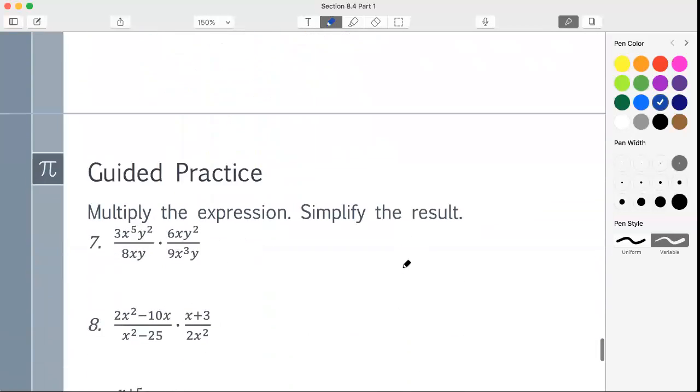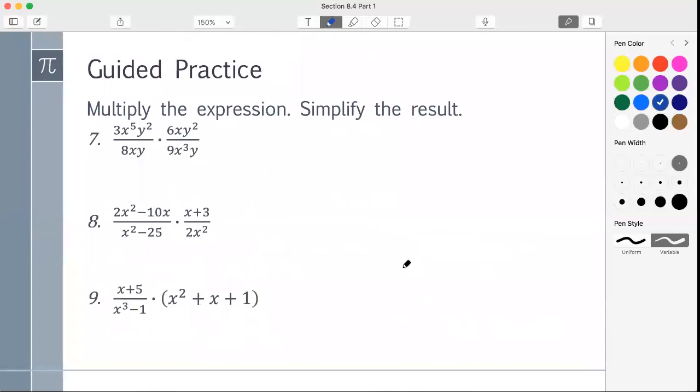All right, and I think we're going to end here with some guided practices. So in number 7, you can cross cancel or you can multiply across, however you want to do it. Your final answer should have been x squared y squared over 4. Okay, in number 8, remember you want to factor first, and then you want to cancel. And then your final answer should be x plus 3 over x times x plus 5. Here, you want to factor. This is the difference of cubes on the bottom. And when you do that and cancel, you're going to get x plus 5 over x minus 1.